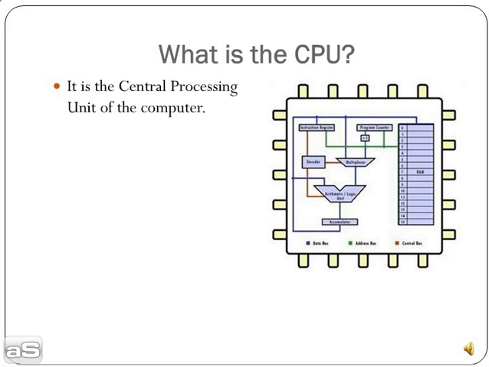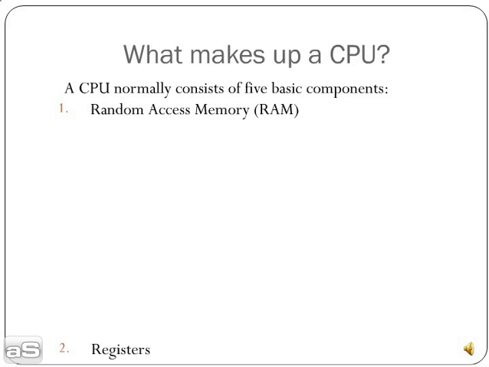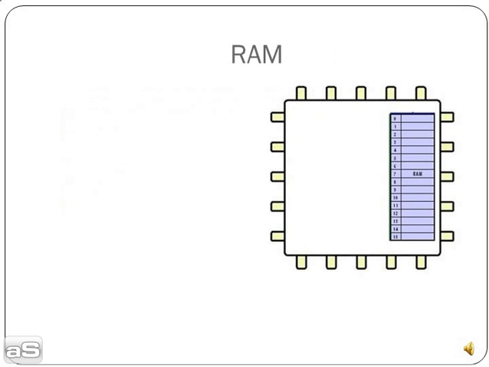CPU is the central processing unit of the computer. Its function is to process the information in memory. CPU normally consists of 5 basic components: random access memory, registers, control unit, arithmetic logic unit, and buses.